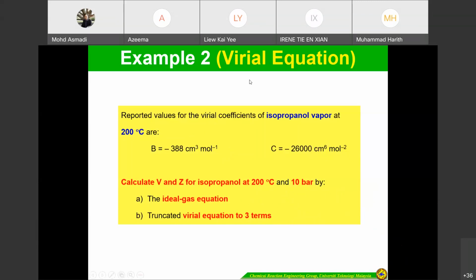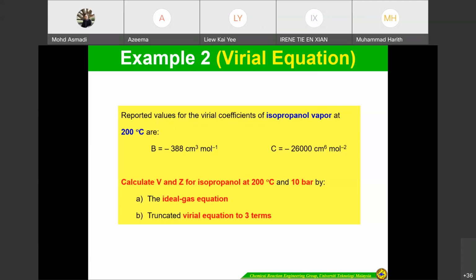Okay, Irene. Ideal gas equation. What is the answer? So sir, is that the answer for B? What? Yes, what is the answer for A and B? If you have B also, you can give me the answer. I mean the volume. Yes, I have. What is the answer? But I'm not sure it's correct or not. I have the answer.